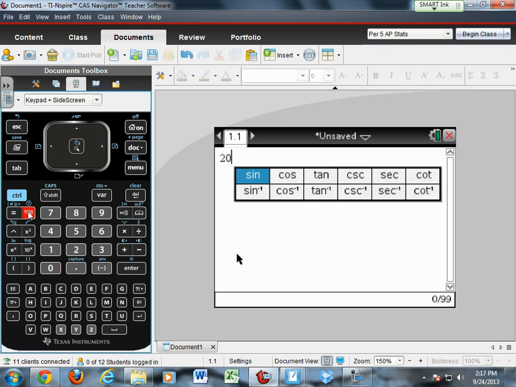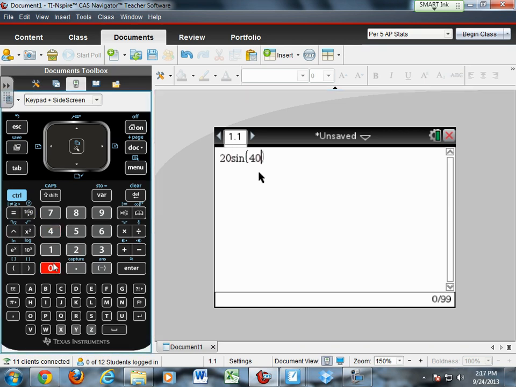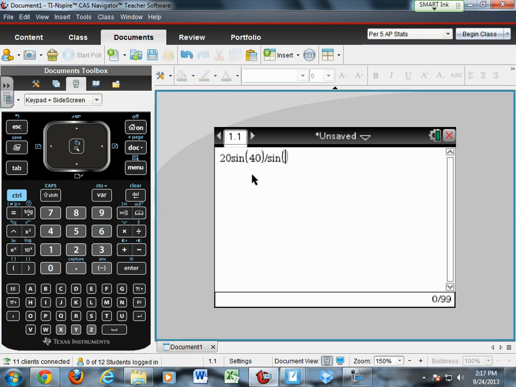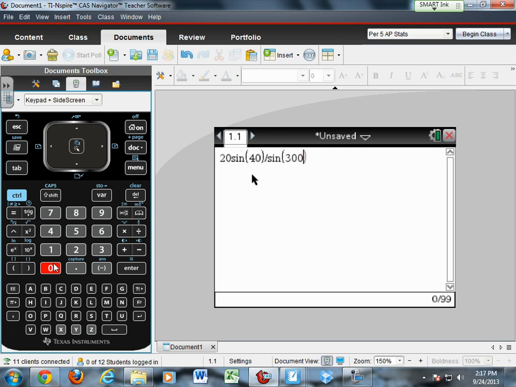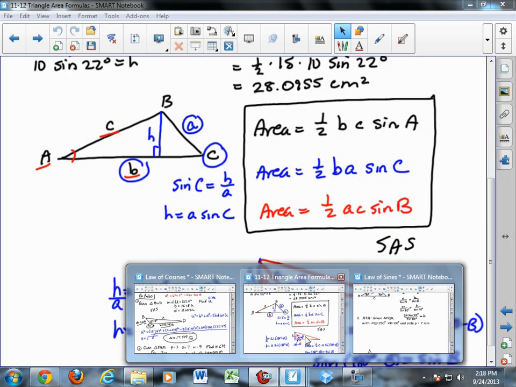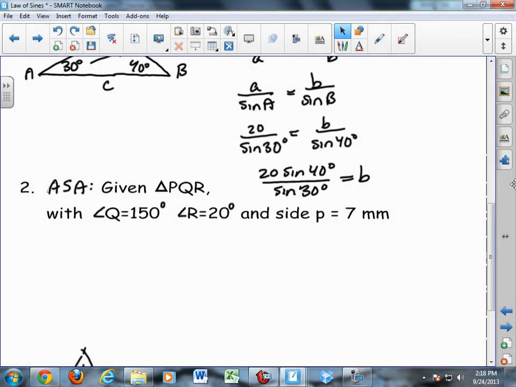Sine 40, and I'm in degrees. Sine 30. And I'm just getting used to doing control enter so that I always get a decimal answer. Then I get 25.7. So let me see if that answer looks reasonable. So b is equal to 25.7, and that would be in meters.